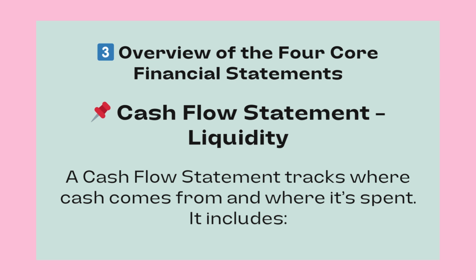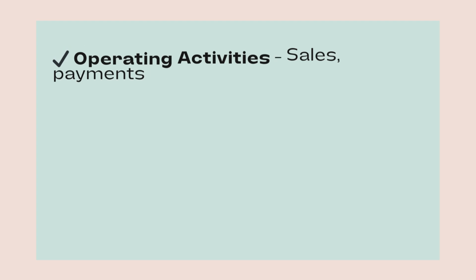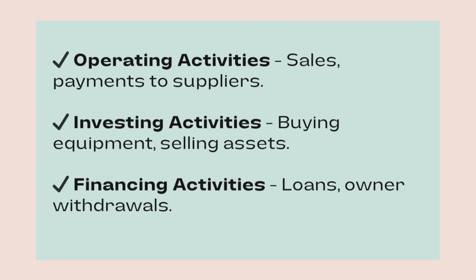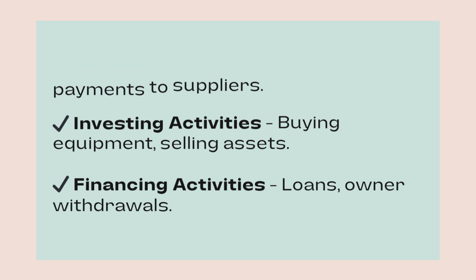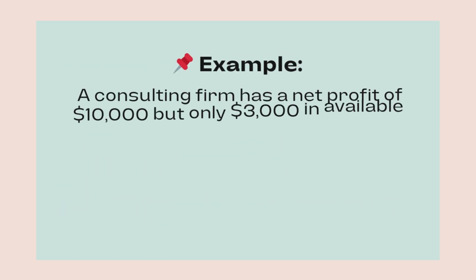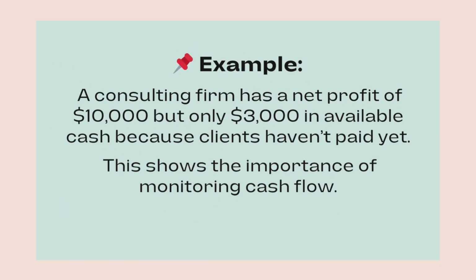Cash flow statement, liquidity. A cash flow statement tracks where cash comes from and where it's spent. It includes operating activities: sales, payments to suppliers; investing activities: buying equipment, selling assets; financing activities: loans, owner withdrawals. Example: a consulting firm has a net profit of $10,000, but only $3,000 in available cash because clients haven't paid yet. This shows the importance of monitoring cash flow.